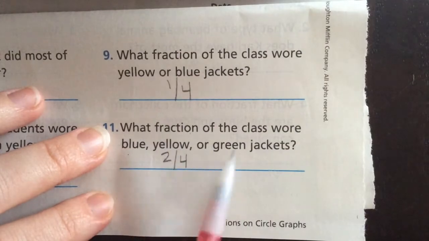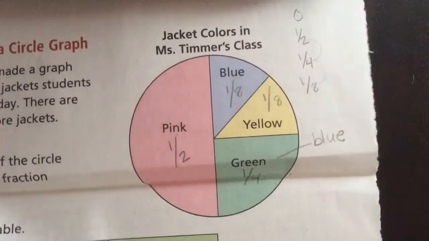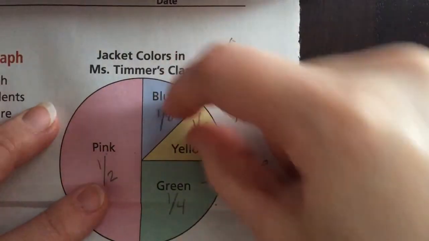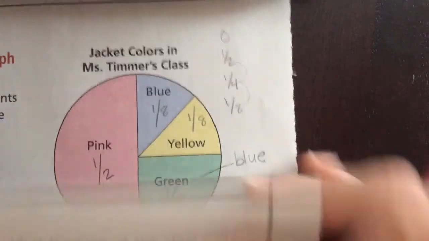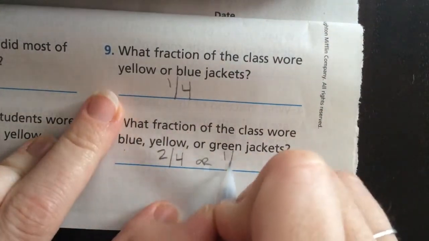And then, what fraction of the class wore blue, yellow, or green? So if I look at this right here, blue, yellow, green, it's 2/4. Or I could write 1/2.